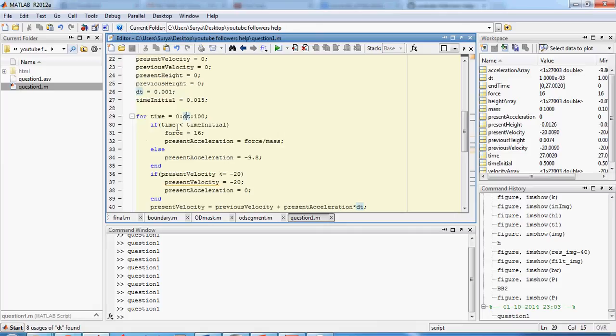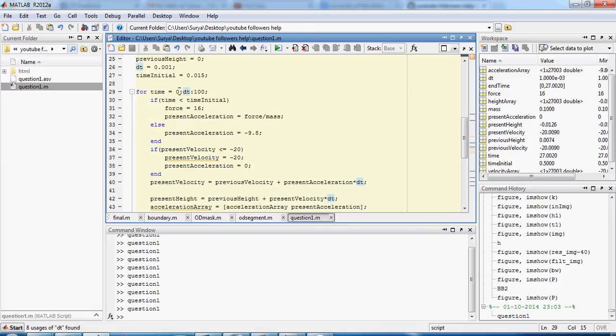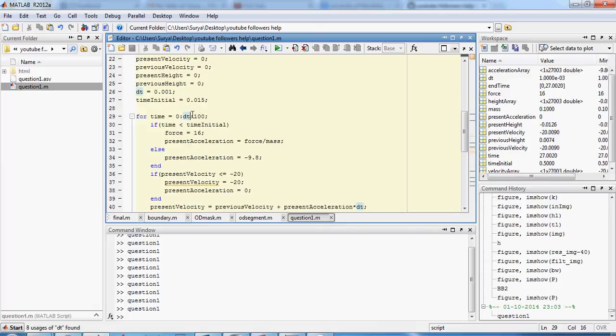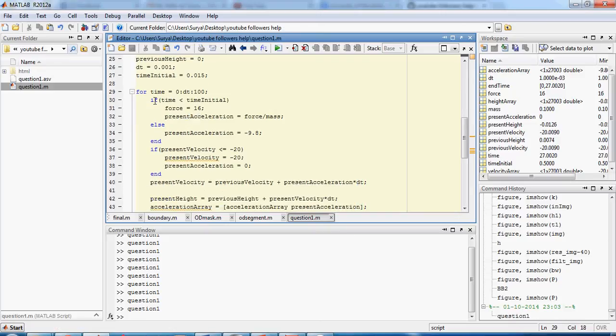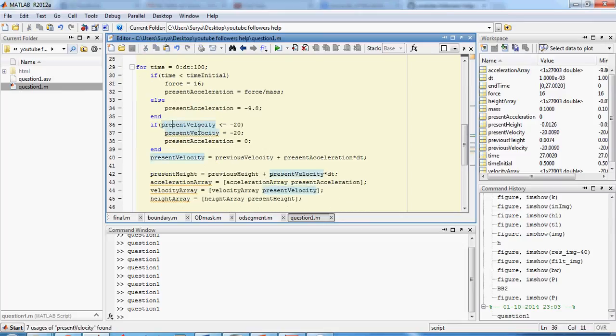Now let us look at the code. For time equal to 0 in steps of dt until 100, do this. If time is less than T initial, the force is 16 Newton, which is the engine force. Else, it falls down under acceleration of minus 9.8 meter per second square. If the present velocity is less than or equal to minus 20, this is the parachute condition, then the present velocity remains at minus 20 and the acceleration goes to zero because it would move at constant velocity.